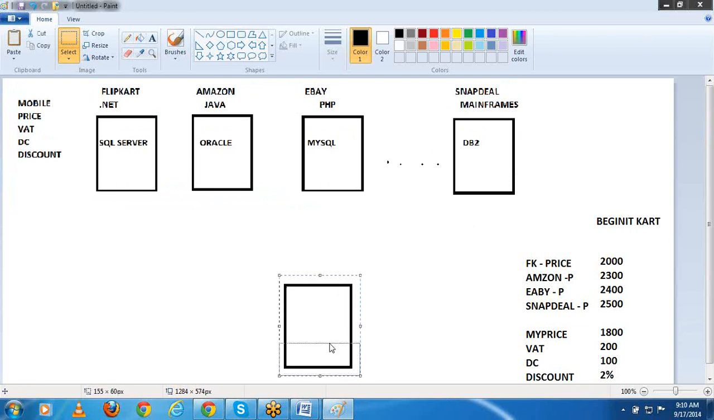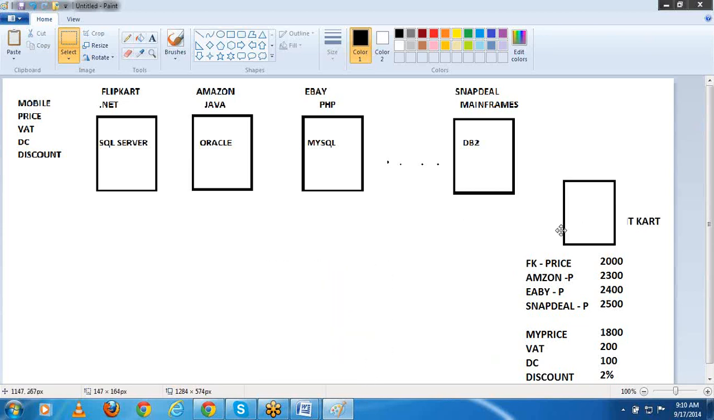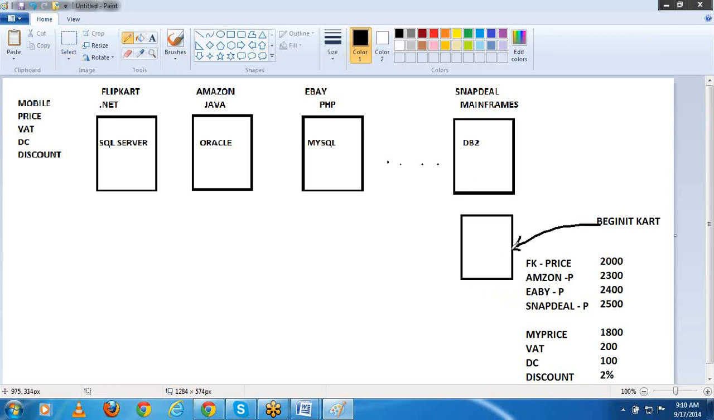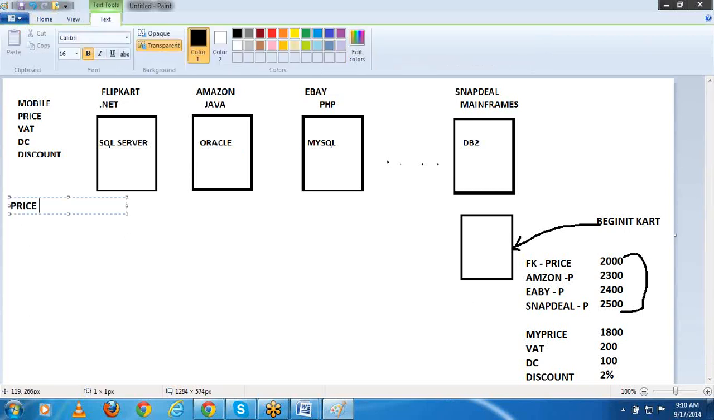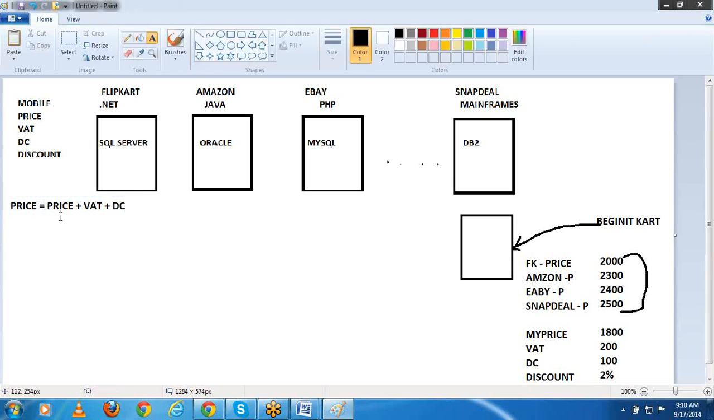Now this database I am creating, this is the database which I want to create. When I want to do this, I have to load all the prices from these sources. Generally, people don't show the discount. They apply this logic: price is equal to price plus VAT plus delivery charges, and they don't subtract the discount. That's why even if the price is around 1800, they show 2000. The price could be 1800 in Flipkart, but they show $2000 based on the VAT and delivery charges they include.